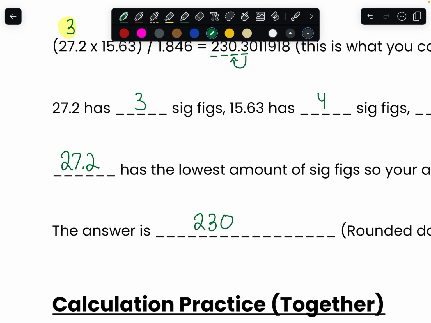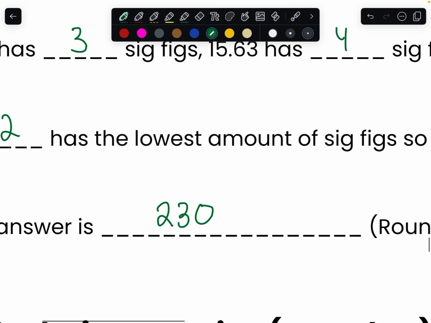But I need to have 3 sig figs. So there are 2 ways I can fix this. The first way is I can put a decimal at the end of the 230, making this last 0 and everything to the left of it significant. Or I can report it in scientific notation.